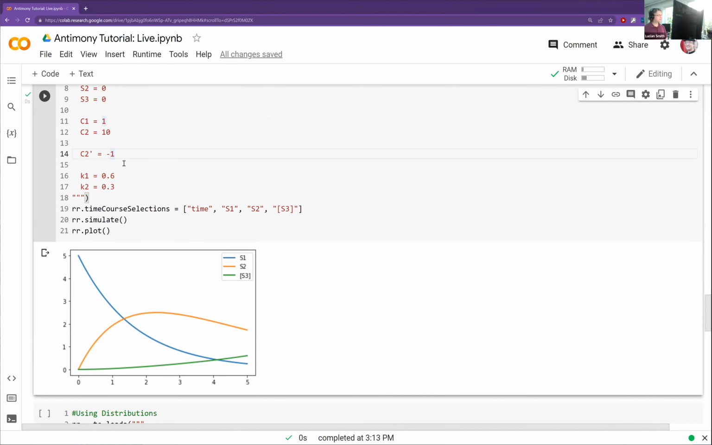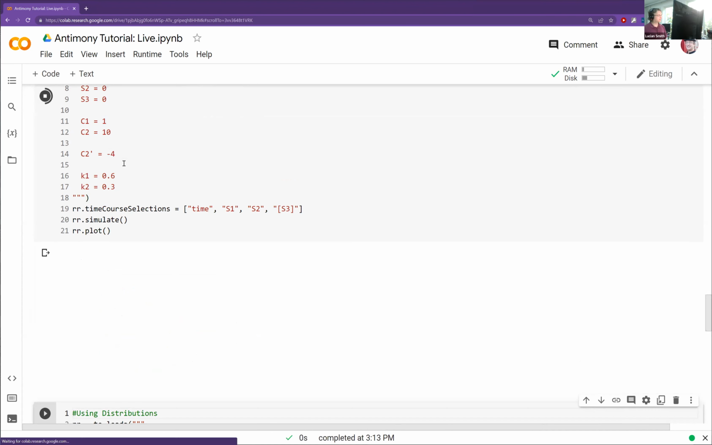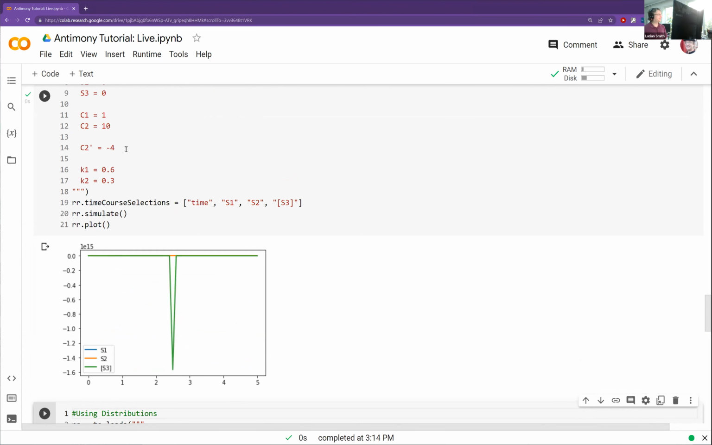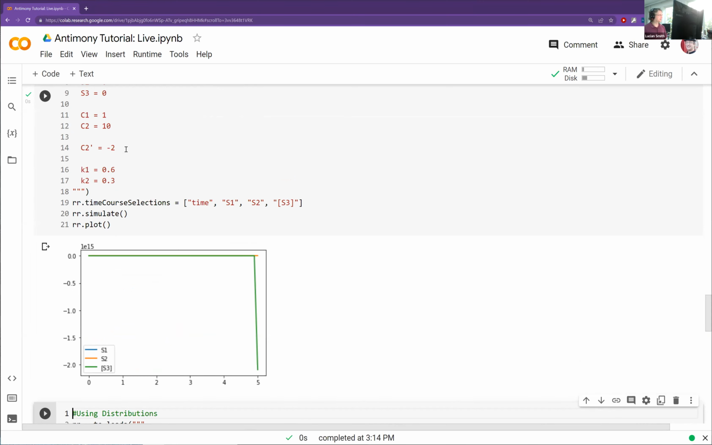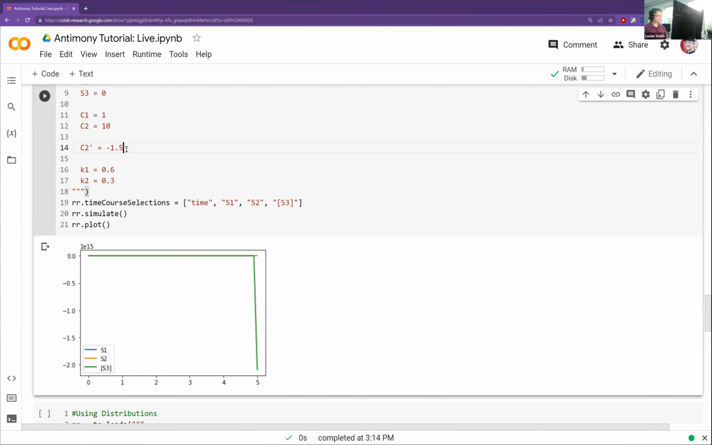Let's say the C2 equals 4. I don't want to get to 0, but nope, it did. So we actually have a negative concentration here, which is not very helpful.